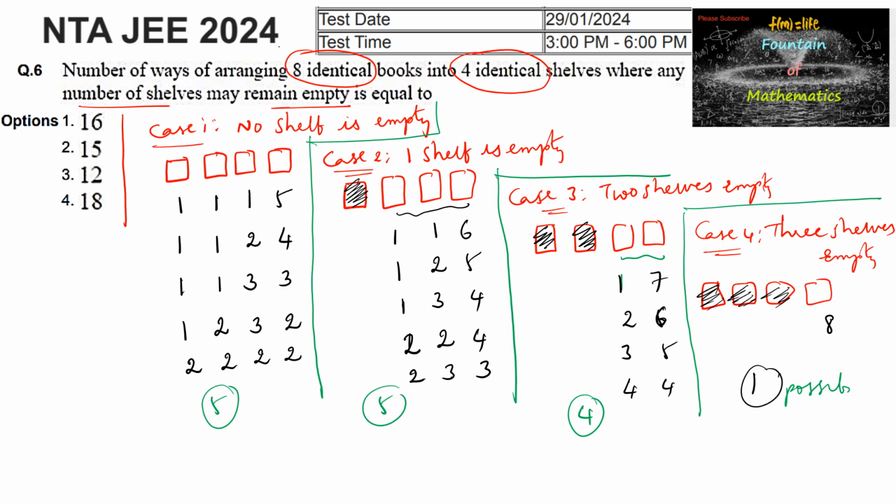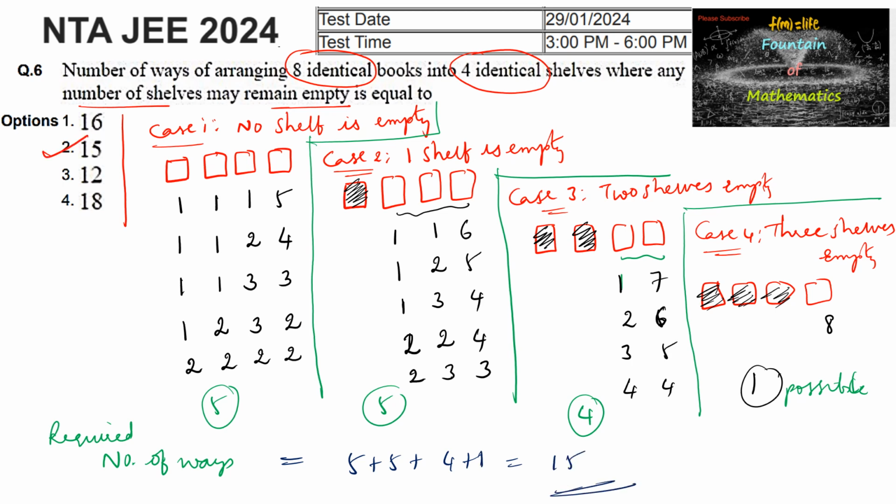So therefore the total number of ways of arranging 8 identical books into 4 identical shelves can be taken as 5 plus 5 plus 4 plus 1, that is 15. So option B is the answer.